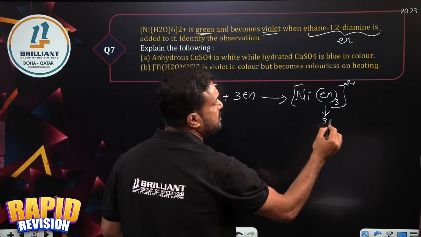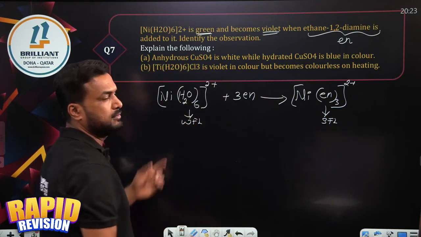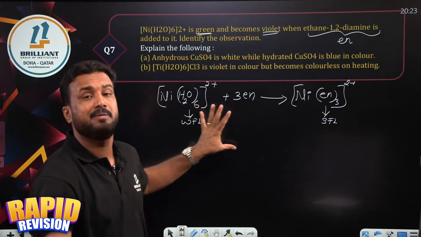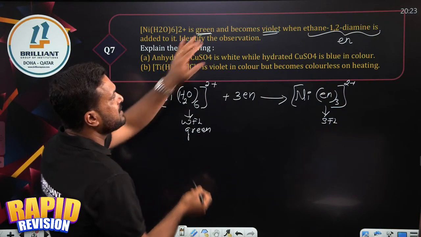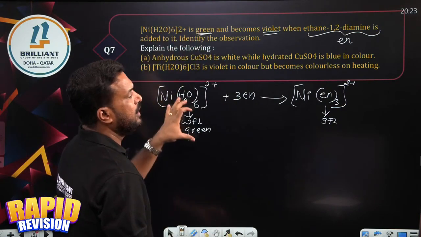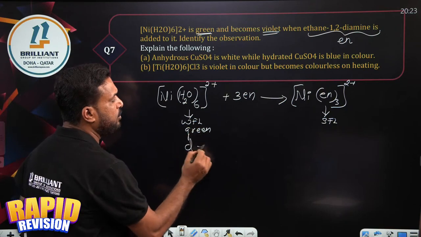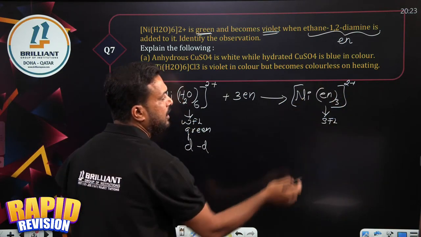But here en is a strong field ligand, and H2O is a weak field ligand. I told you H2O is a weak field ligand. So here light of lesser energy will be absorbed. That is why the color is green. So light of lesser energy is absorbed for excitation of the electron. You know that light of lesser energy is absorbed and undergoes d-d transition. d-d transition is nothing but T2G to EG.